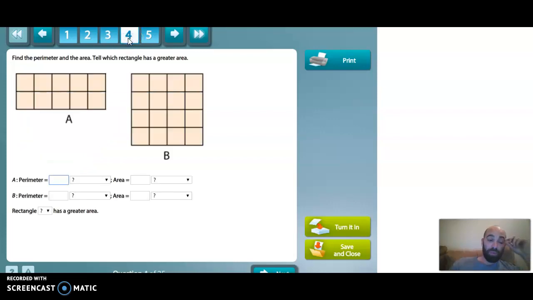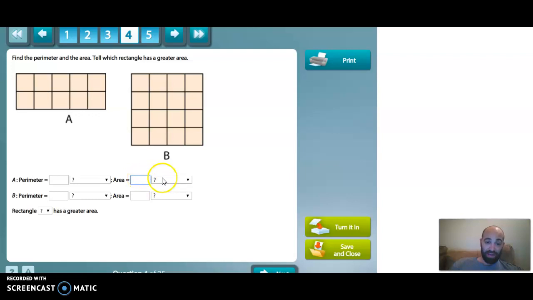Number 4, find the perimeter and the area. Tell which rectangle has a greater area. And there's like a million boxes down here. Okay? I want to make sure you get the points for this. So A, find the perimeter, put it in that box. And is it units or square units? Remember, perimeter is only going to be units. That's a free point right there. Then for A, what is the area for A?